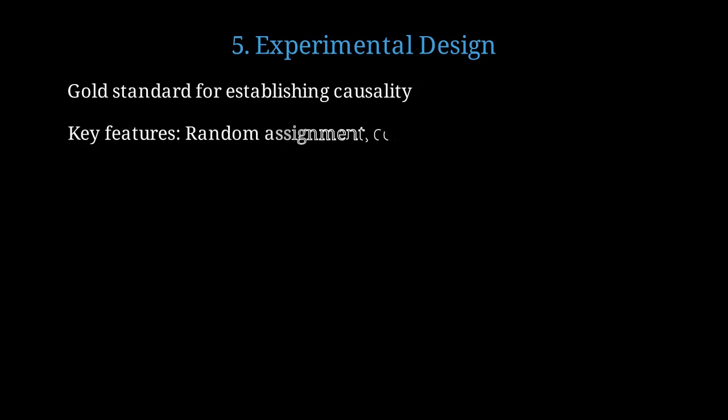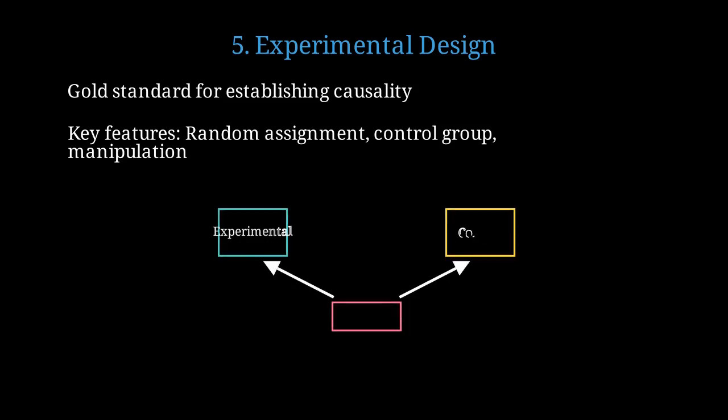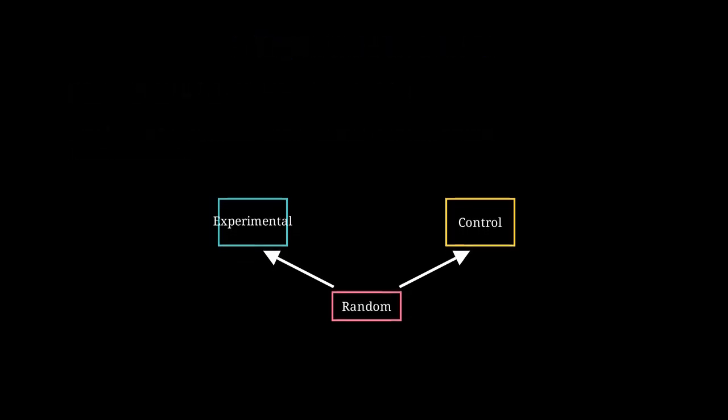Experimental design is essential for establishing causal relationships between variables. Experimental design is the gold standard for establishing causality because it controls confounding variables. Key features include random assignment, a control group, and manipulation of the independent variable. Random assignment ensures groups are equivalent at baseline, isolating the effect of our intervention.